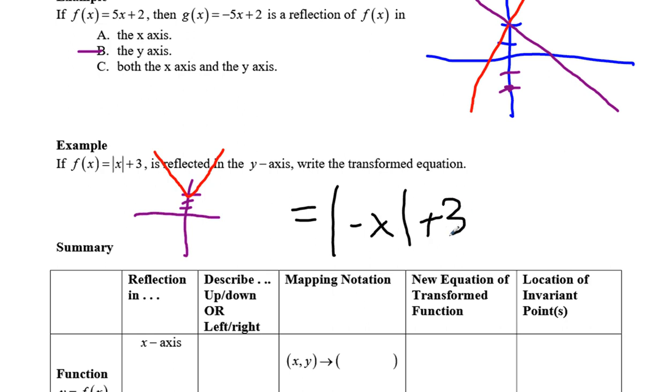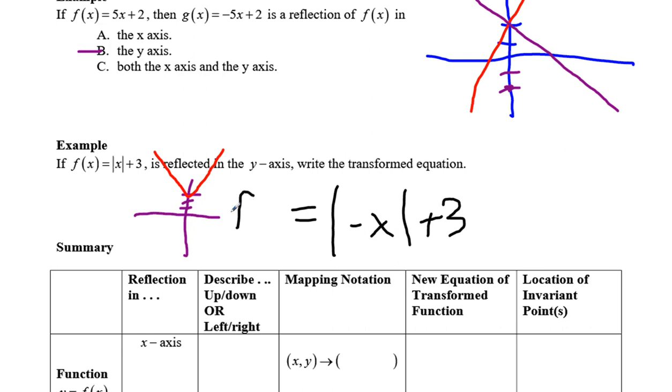I don't care what you do to this x. You make them positive, you make them negative. What's an absolute value always going to do to them? Make them positive. This x will never change. He can be positive, he can be negative, but the absolute value is always going to make him positive. Hence, reflecting this guy in the y-axis did diddly squat. Write the transformed equation? Gotcha, right there.